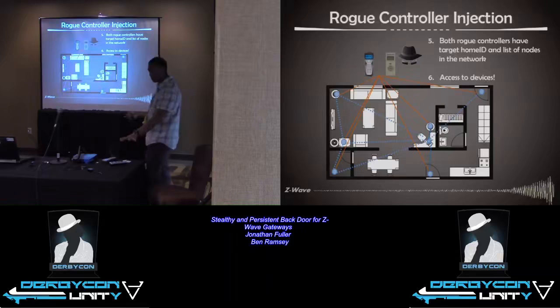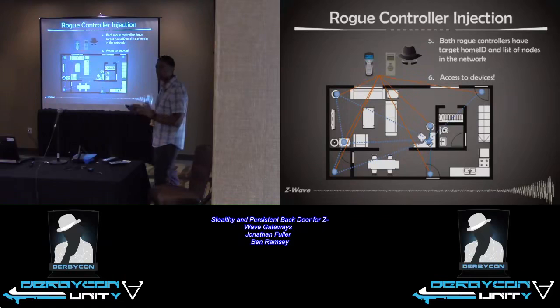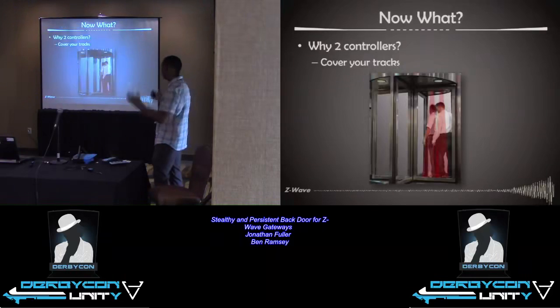Fifth step, now both controllers have access to the devices on the network. They have the same home ID, and in Z-Wave protocols, if devices share the same home ID, they're on the same network. It's I trust you, you trust me, we have the same home ID. And so that's what's important. They get the home ID, and they can control devices on the network now. They're fully trusted.